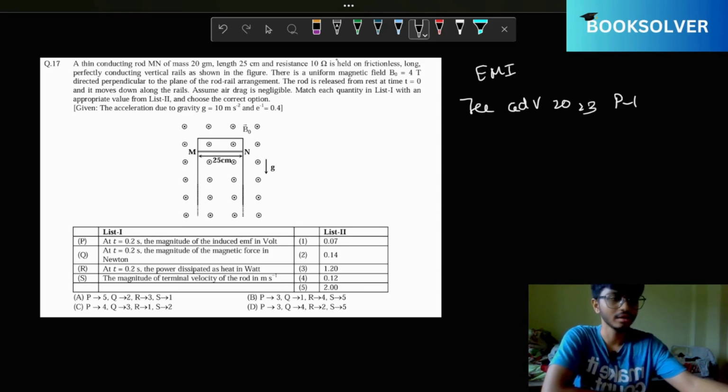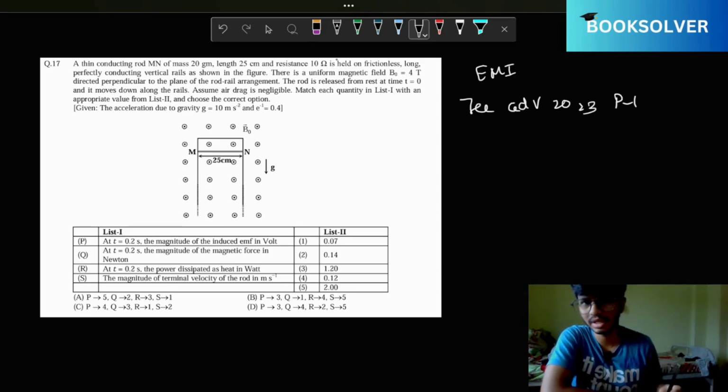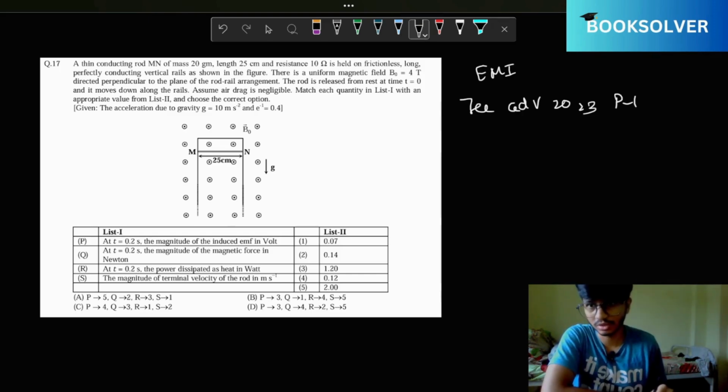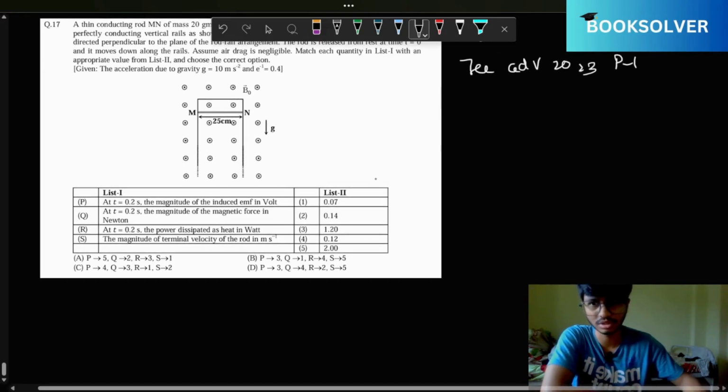There is a uniform magnetic field B naught equal to 4 Tesla directed perpendicular to the plane of the rod-rail arrangement. The rod is released from rest at time t equals 0 and it moves down along the rails. Assume air drag is negligible. Match each quantity in list 1 with an appropriate value from list 2 and choose the correct options.